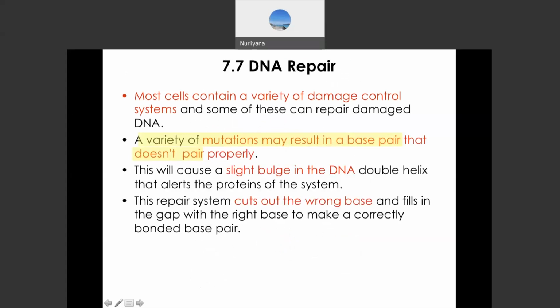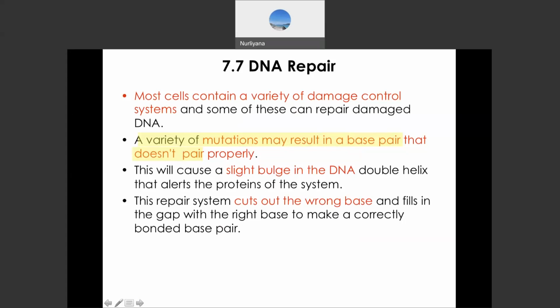Okay. Another thing is DNA repair. If you read this sentence, most cells contain a variety of damage control systems, and some of these can repair damaged DNA. A variety of mutations may result in a base pair that doesn't pair properly, and this will result in a slight bulge in the DNA double helix. It's like the thymine dimer just now. With this repair system, they can cut out the wrong base and fill in the gap with the right base to make it a correctly bonded repair.